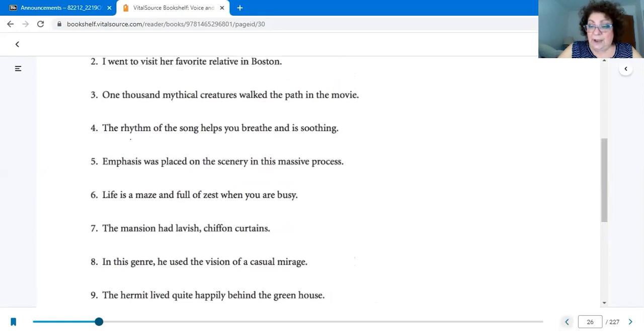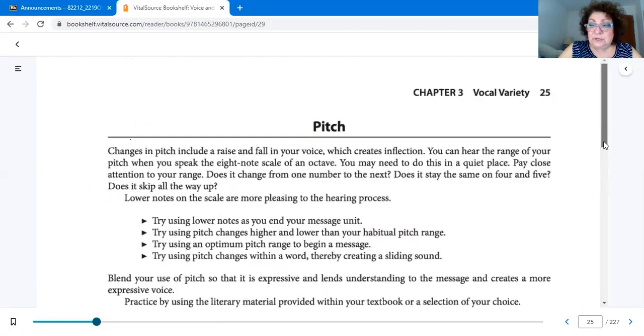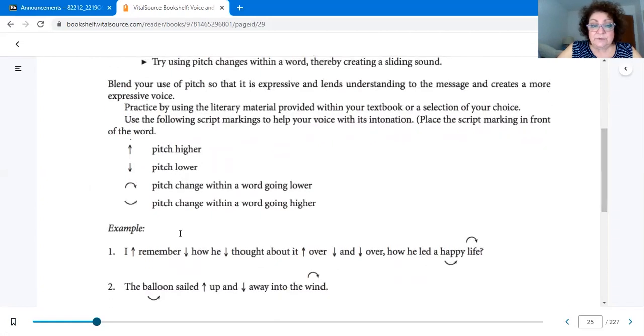6 through 10, we're going to incorporate the use of slides. So I'm going to go back one page and teach you what a slide is. A slide is the pitch change within a word. So it's represented by this curved arrow. Sometimes when I give presentations, I still use a paper copy of my notes. And actually more often than not, I manuscript with my pen. I script mark with my pen. It's better for me. It's what I'm used to.